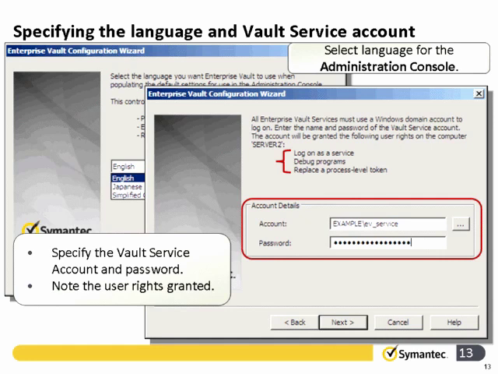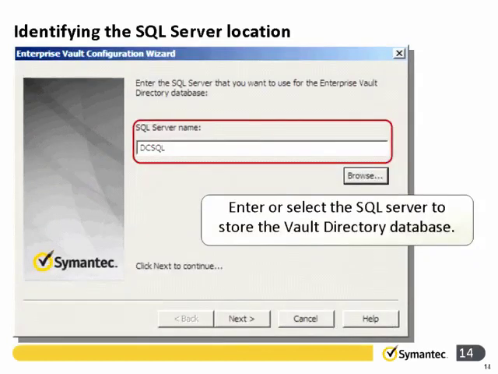You can see here that we're going to give the Vault Service name, which is specified using the domain/username format, and then also the password for the Vault Service account. It does give you a summary of those actions that I described earlier that is going to give those additional permissions to the Vault Service account. Then it's going to prompt you for the location of the SQL Server.